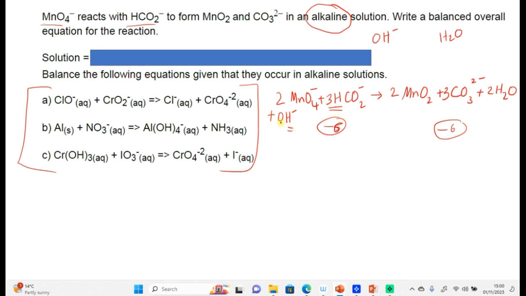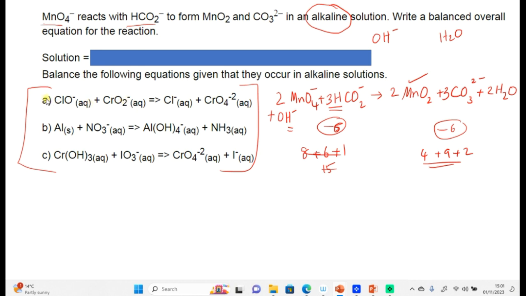So let's check the oxygen atoms. 2 times 4 is 8 plus 6 here, 3 times 2 and then 1 here. So that gives us what, 14, 15? 15 oxygen atoms. So here it is 4 plus 9 here, 3 times 3, then 2. And that's also 15, so that we're okay with oxygen, right? Okay, so that's balancing done for that equation.